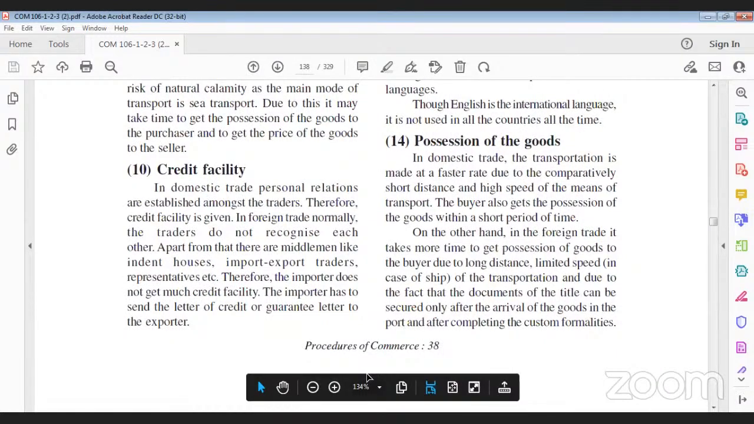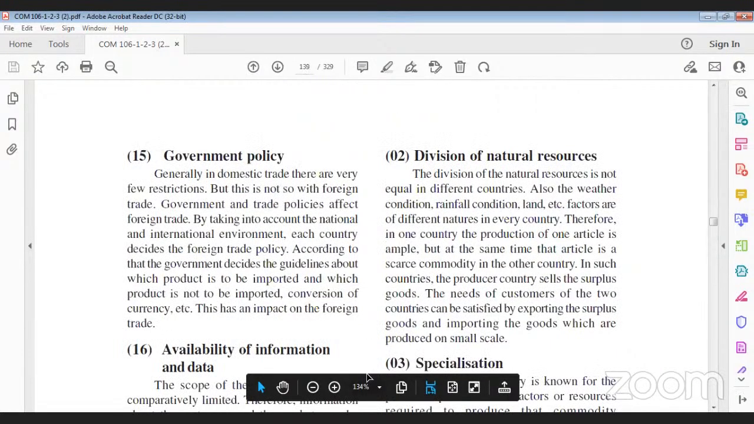Then there is the 15th point, government policy. Generally, in domestic trade there are few restrictions, but this is not so in foreign trade. Government and trade policies affect foreign trade by taking into account the national and international environment of each country. The government decides foreign trade policy. According to that, the government decides the guidelines about which product is to be imported and which product is not to be imported, the conversion of currency, and this also has an impact on foreign trade.